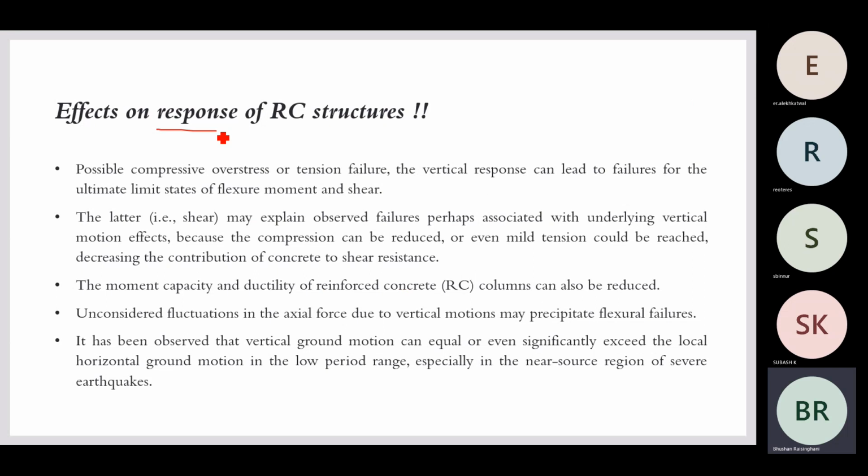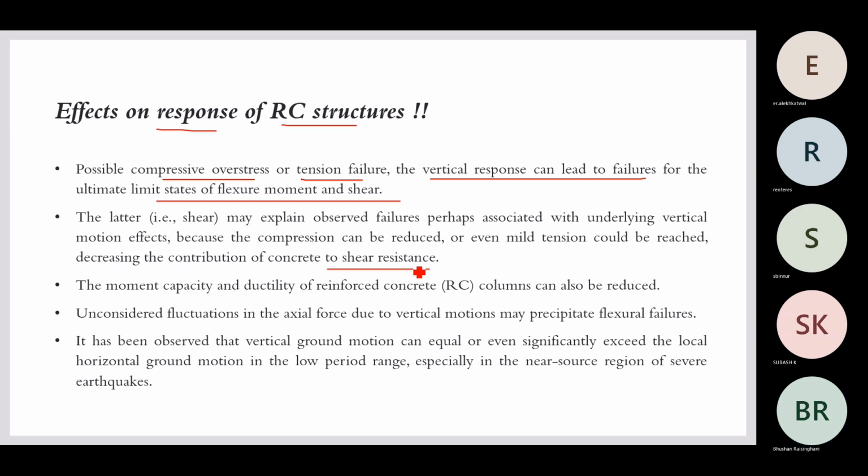So what will happen? The effect of vertical earthquake on RC structures: excessive compressive overstress, or tension failure, can occur in your columns from the ground story to the first story. The vertical response can lead to failure for the ultimate states of flexure moment and shear. So moment and shear, both types of failure can occur in your structure. The shear failure may be explained as associated with underlying vertical motion effects because the compression can be reduced. So basically your shear resistance reduces in vertical earthquake. That is the bottom line, that shear resistance is reducing in the vertical earthquake.